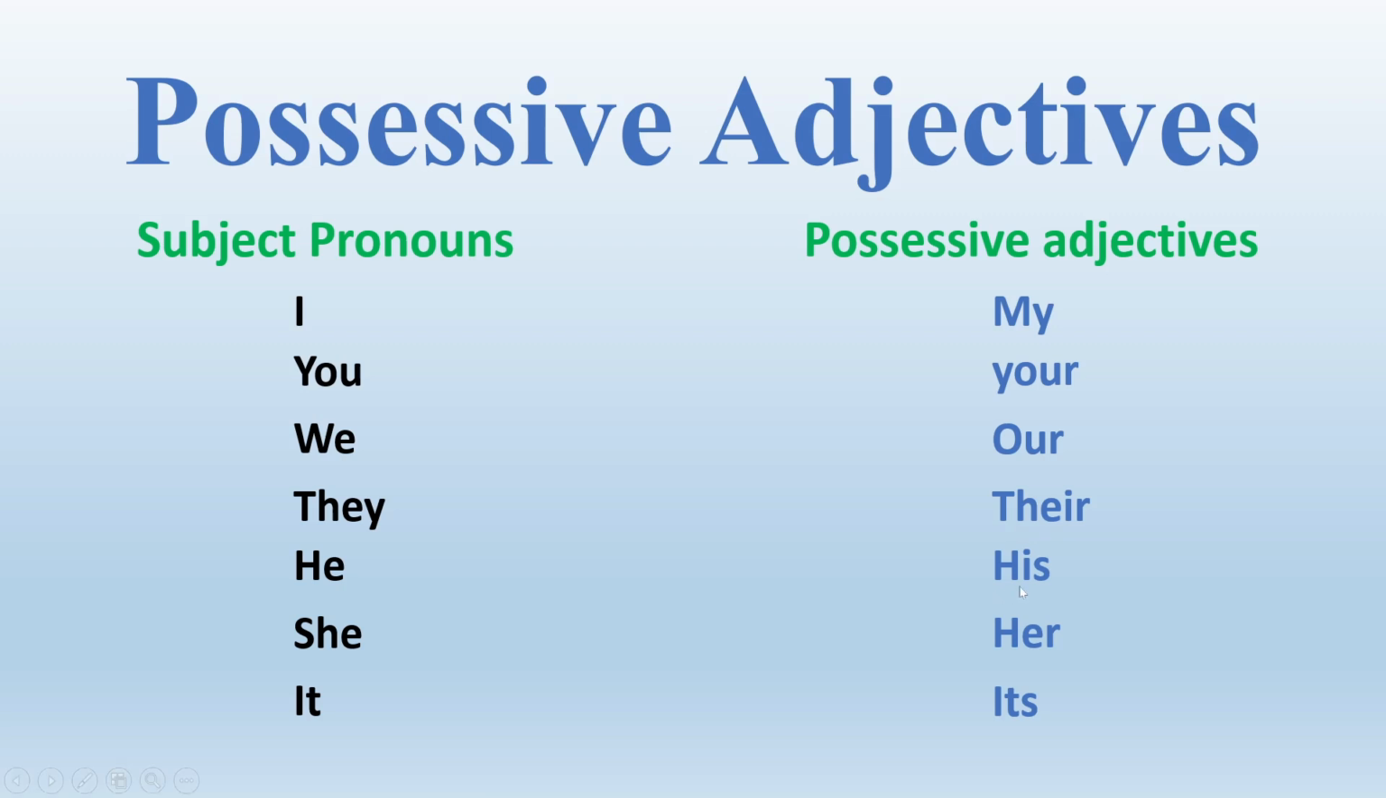His talks about something that belongs to a man. Her talks about something that belongs to a woman. Its talks about something that belongs to other things. So these are possessive adjectives with their meanings. Now let's go to the next part of the lesson and see possessive adjectives in the sentences.